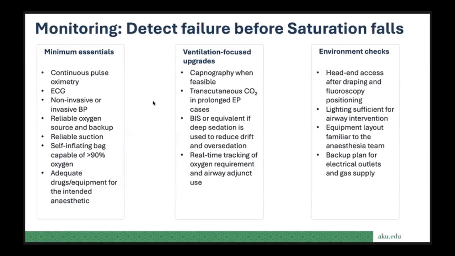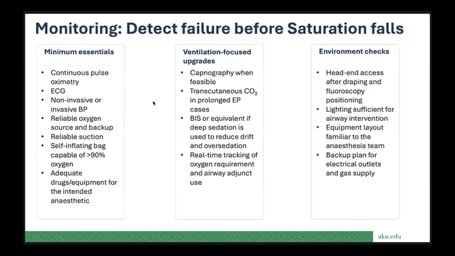So, what type of monitoring? Monitoring should be designed to detect respiratory failure before the oxygen saturation falls. Pulse oximetry is essential, but it is often a late marker if supplemental oxygen is being used during the procedure. Other minimum essentials include ECG, non-invasive or invasive blood pressure monitoring, a reliable oxygen source or backup available, reliable suction, a self-inflating bag available with the capability of delivering greater than 90% oxygen, and adequate drugs and equipment.